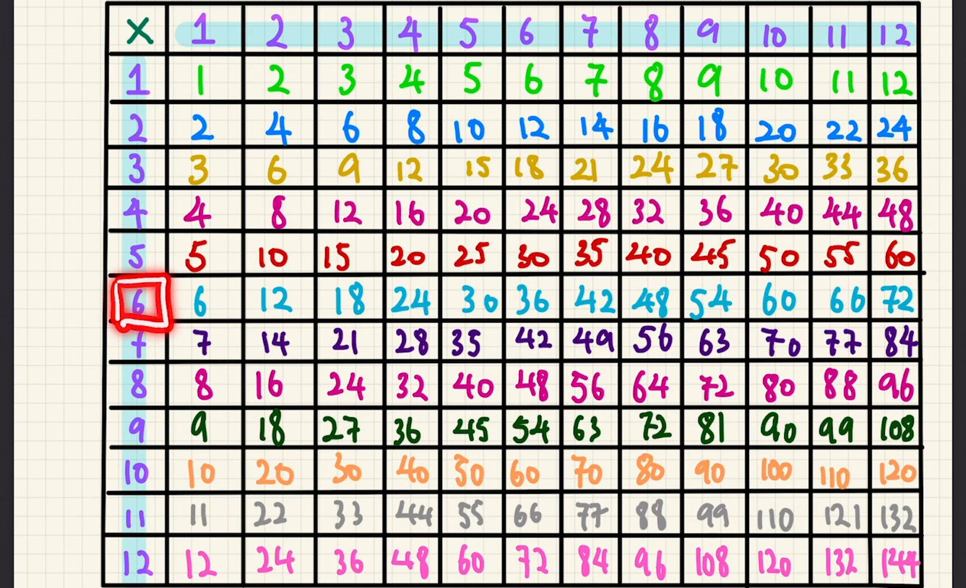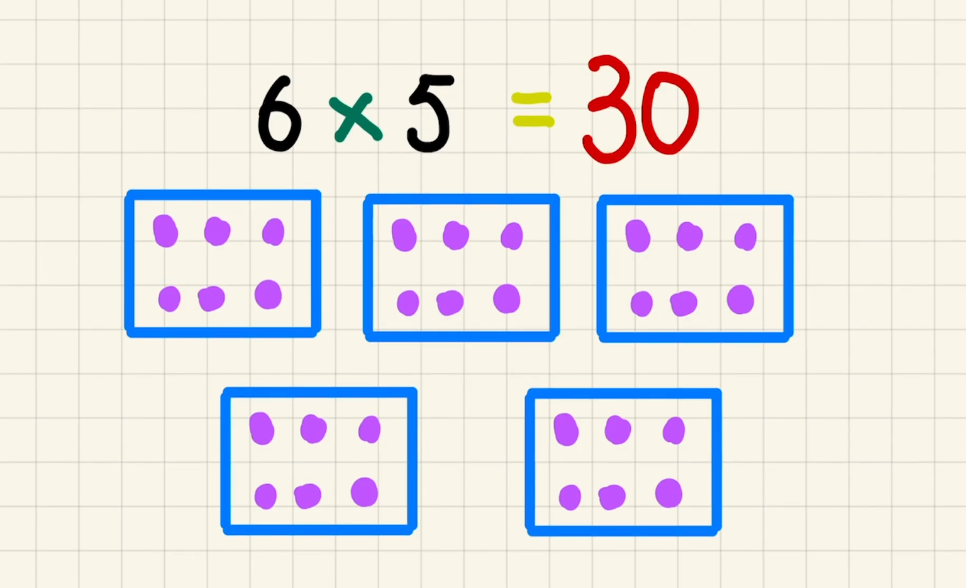Let's check the answer using the multiplication table. 6 times 5 gives 30. So our answer is correct. 6 times 5 is 30.